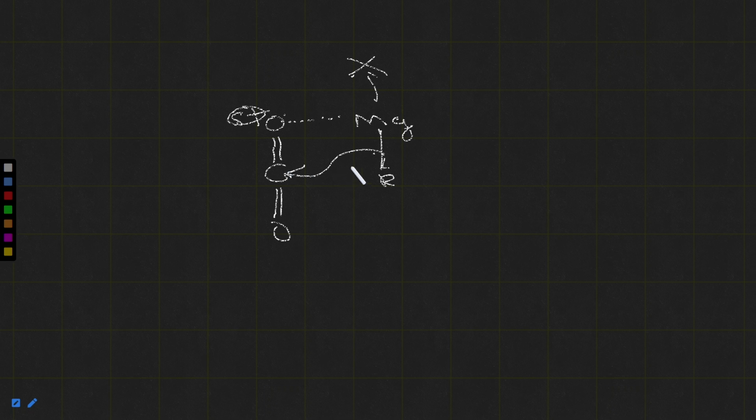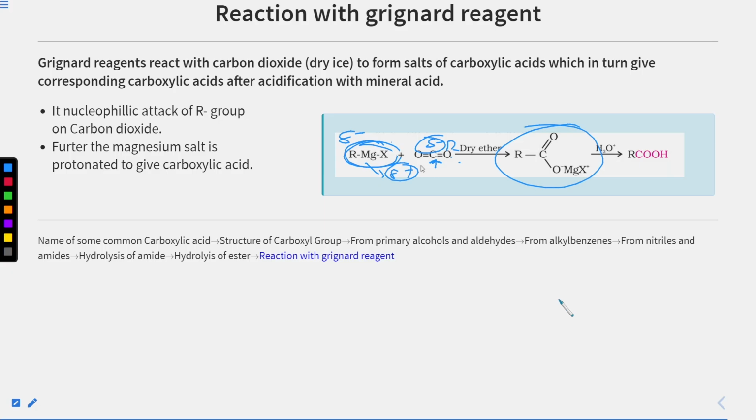So this R attacks here, and we get O minus. So it will move here. This pi bond will move here. O minus and MgX plus. Okay. So the same thing here also: O minus and MgX plus. Now you can further protonate it with H3O plus to get our carboxylic acid. Okay. Clear? So this is the reaction with Grignard reagent.